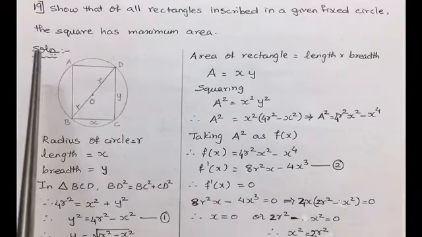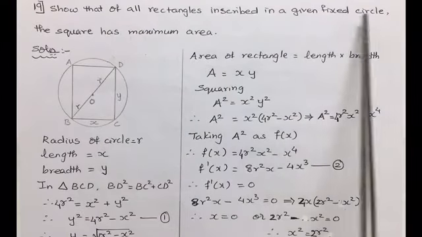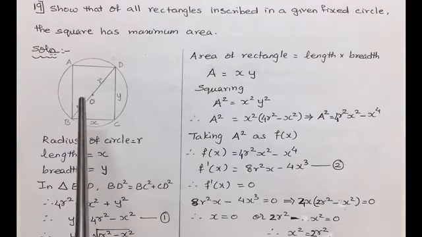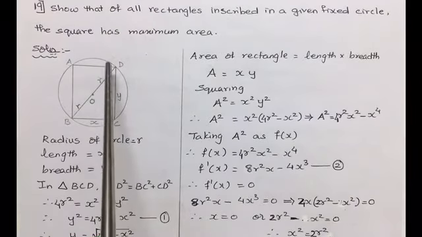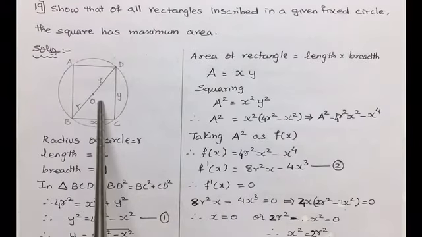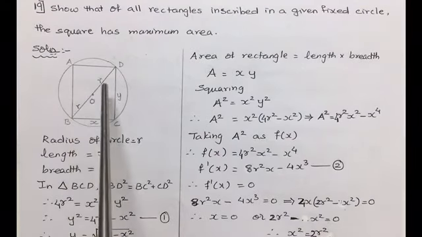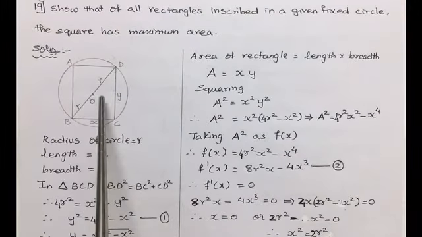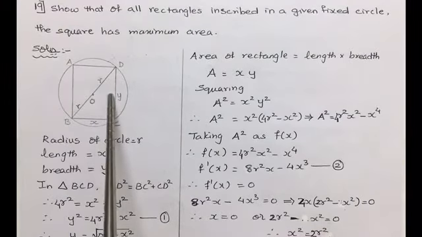19th one is, show that of all rectangles inscribed in a given fixed circle, the square has maximum area. Now what we need to prove here is that a circle is given. Inside the circle, a rectangle is taken. The area of the rectangle we have to maximize, and if the area of the rectangle is maximum, then it is a square, that we have to prove.